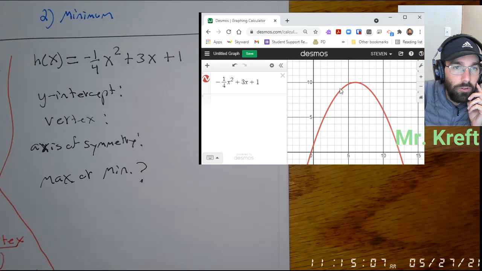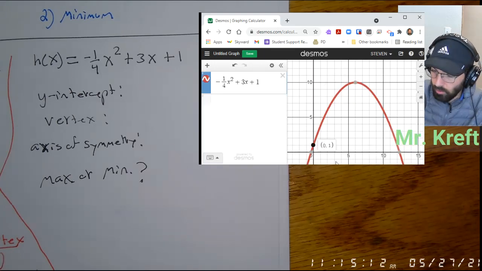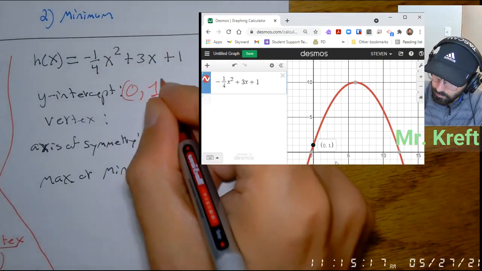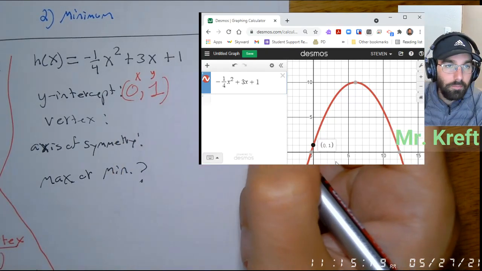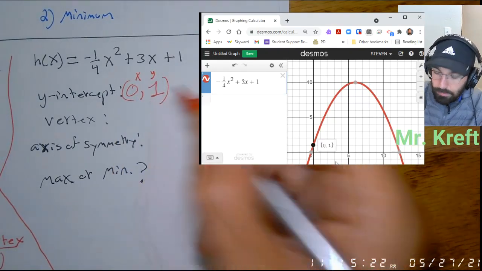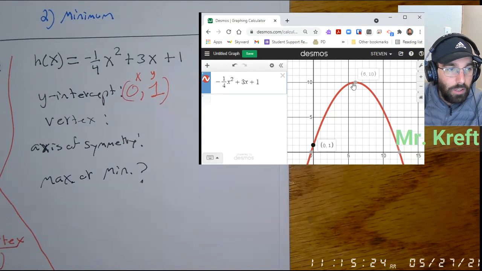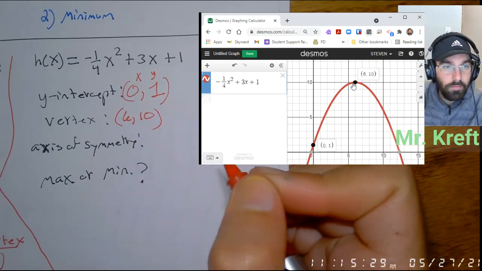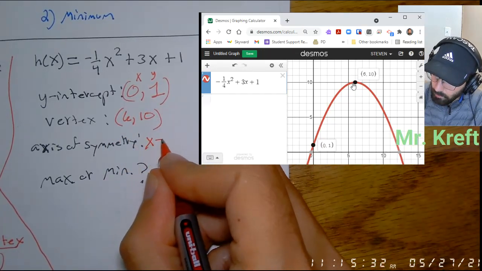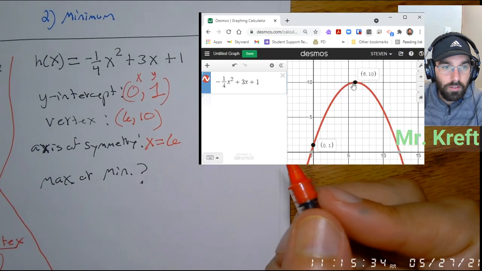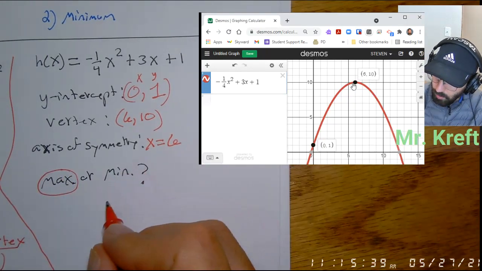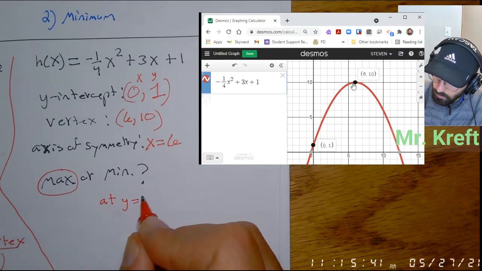Okay, so I want to find the y-intercept first, so I'm going to click on this, and then go to my y-intercept. So it looks like my y-intercept is going to be at (0, 1). This is my x, that's the y. And then I'm going to find my vertex, so that's this point up here. It looks like it's (6, 10), which means my axis of symmetry is x = 6. And looking at this, I'm going to have a maximum right at y equals 10.